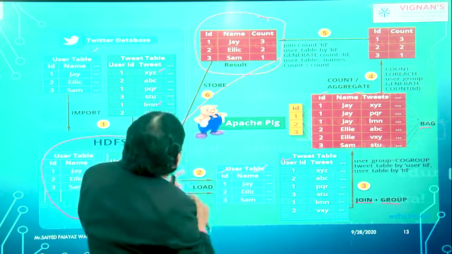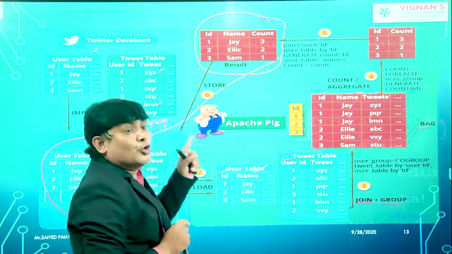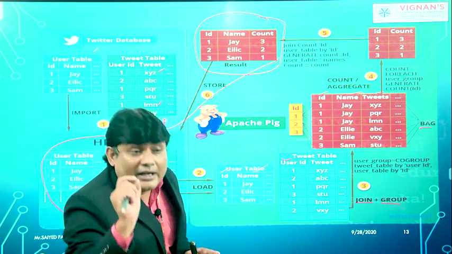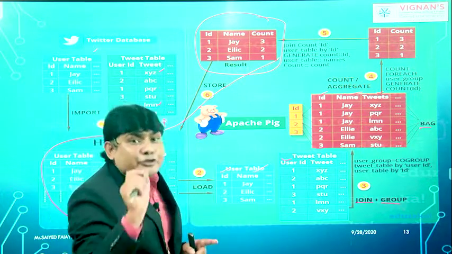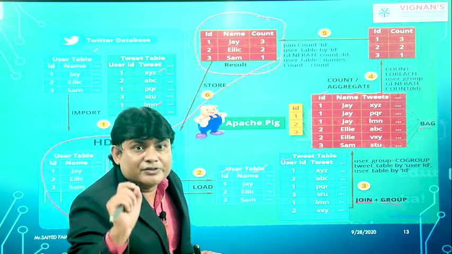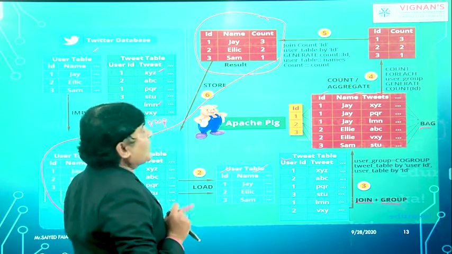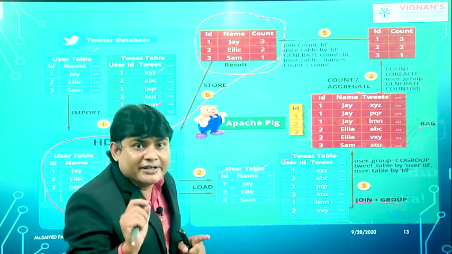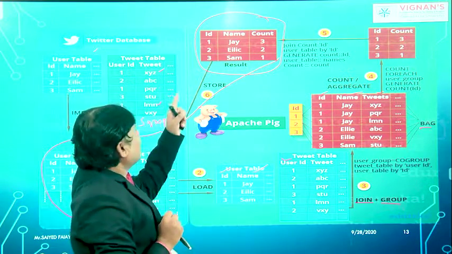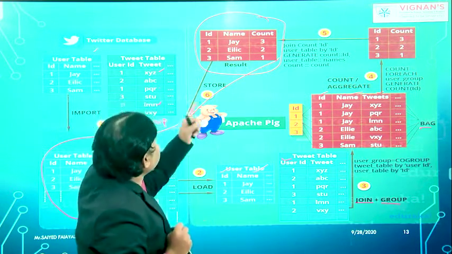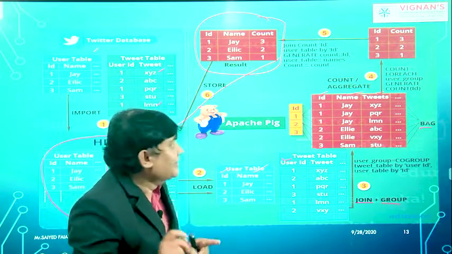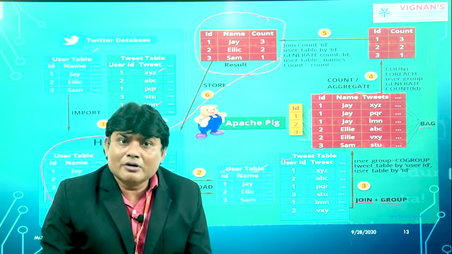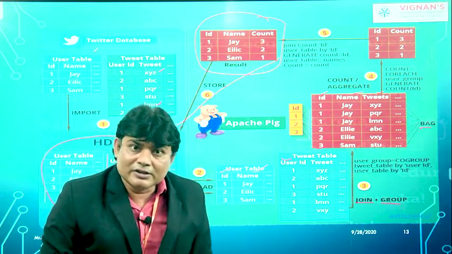This result says ID1, whose name is J, made 3 tweets. His count is only 3. Same thing for ID2, whose name is Alec. How many tweets did he make? He made 2 tweets. Again, ID3, whose name is Sam, how many tweets did he make? He made 1 tweet. Now this result, where are you going to store it? That is my next question.